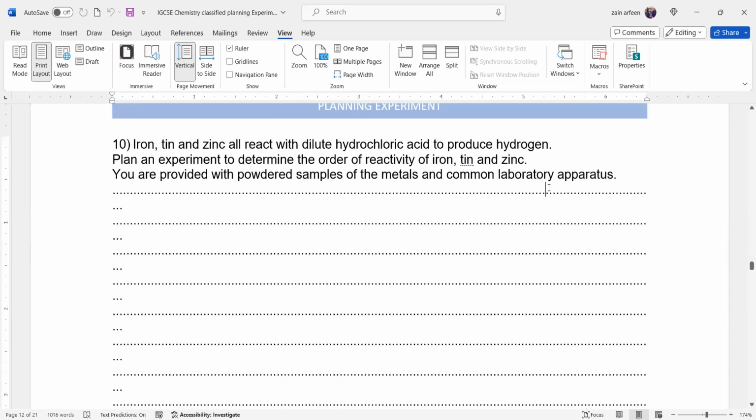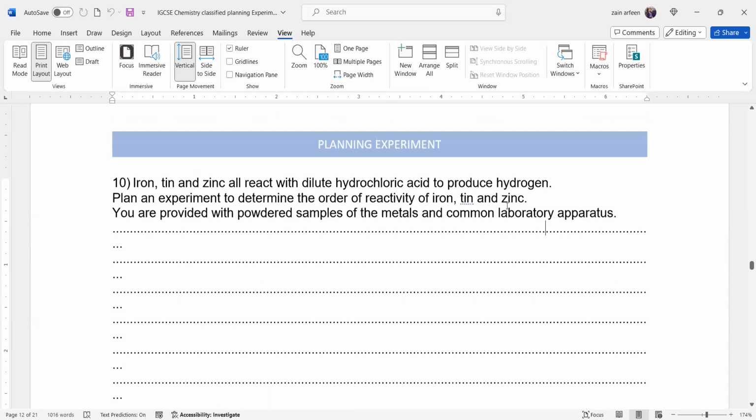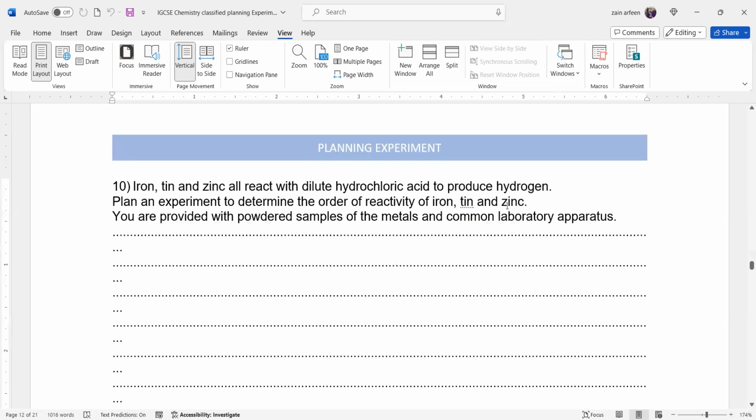Today's experiment, we have three elements: iron, tin, and zinc. They can all react with hydrochloric acid to produce hydrogen gas. So we have to plan an experiment to determine the order of reactivity, like which is the most reactive, which is the least reactive, and which is moderate in reactivity. You're provided with a powdered sample of the metals and common lab apparatus.